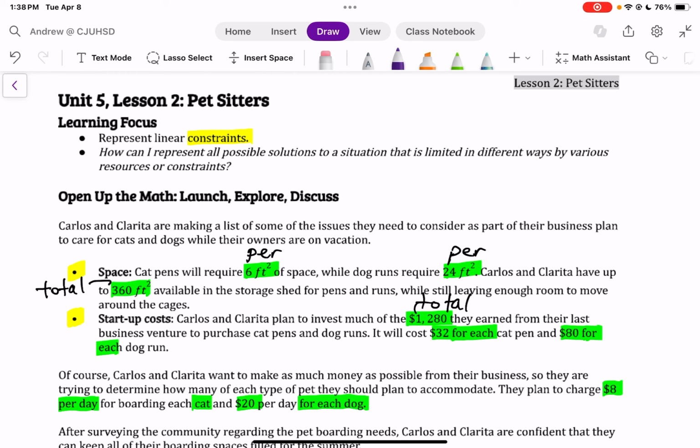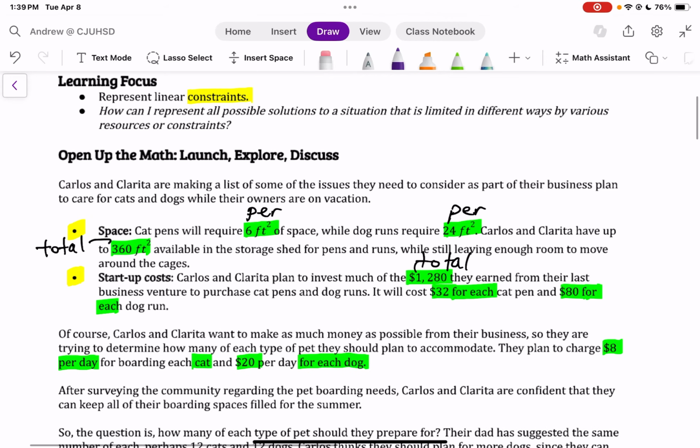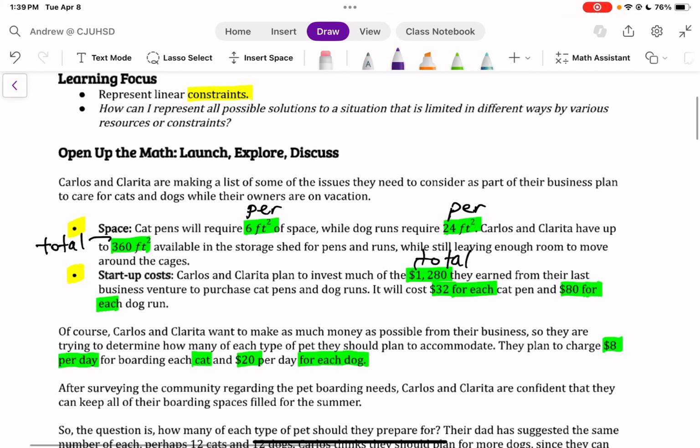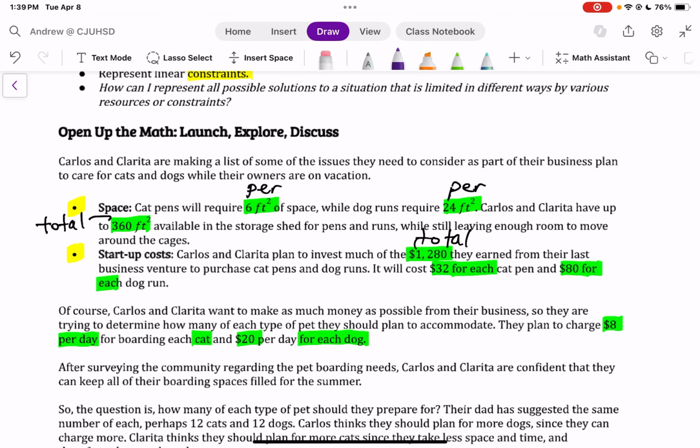Now for startup costs, it does use the keywords for each. So if you see per, for each, or for every, those are usually the numbers that get multiplied by the variables. Now, there's another paragraph here that talks about their profit. It says that they plan to charge $8 per day for a cat and $20 per day for a dog. Spoiler alert, those are not constraints. They do not limit what can be done. They're just simply reporting on what's the profit.